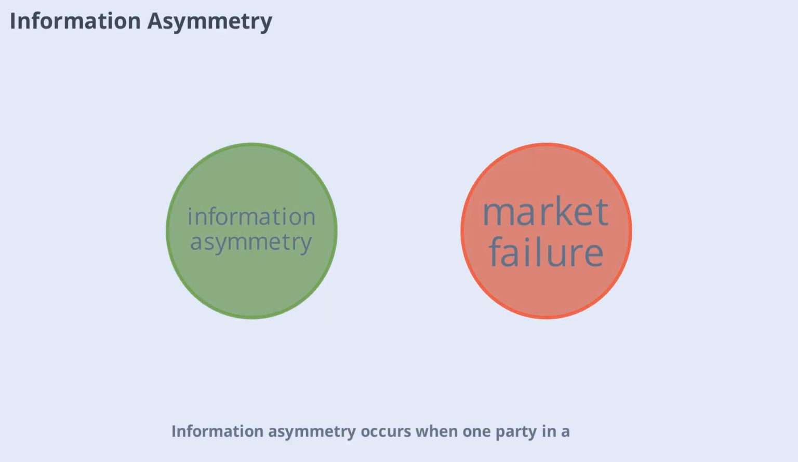Information asymmetry occurs when one party in a transaction has more or better information than the other. This can lead to problems like adverse selection and moral hazard. For example, a used car seller may know about hidden defects that the buyer can't see. Information asymmetry can prevent markets from working efficiently and is another reason for regulation and consumer protection laws.